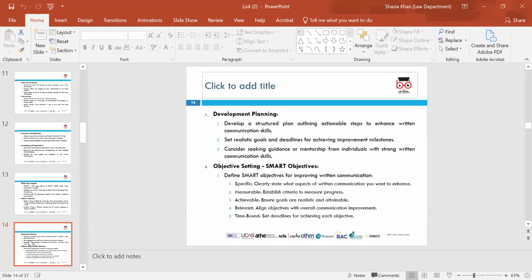So then again, objective setting. So we've got the SMART objectives, define SMART objectives for improving written communication. We've got specific, which is clearly state what aspects of written communication you want to enhance. So here your goals should include details of what you want to accomplish and what you want to identify. Measurable is established criteria to measure progress. So here you should be able to measure your progress and accurately determine whether you've accomplished your goals or not.